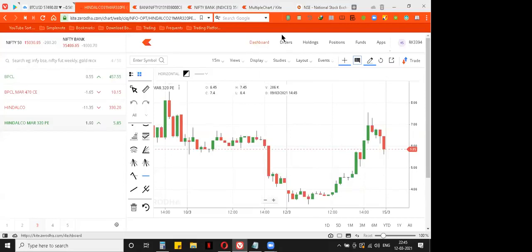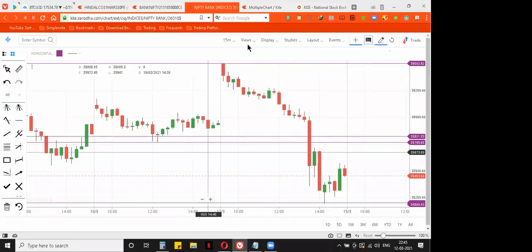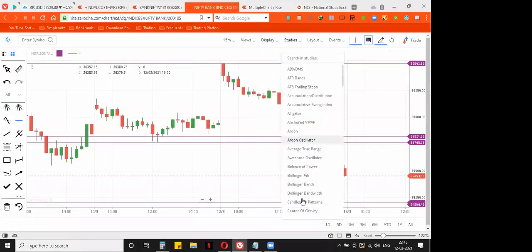For some people who prefer to use indicators, I can suggest that you can use Bollinger Bands with another indicator called Money Flow Index, which will tell you where exactly your momentum is going to happen, whether it's on the downside or the upside. Now, let me take an example on this itself. In Nifty Bank, I put in the Bollinger Bands indicator.